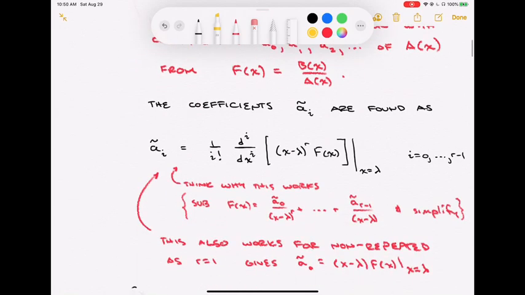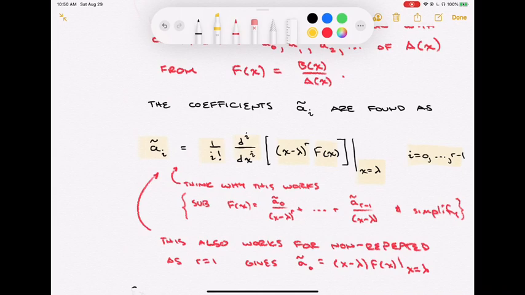The coefficients A tilde are then found according to a formula that's a little more complicated. It's going to be something like A tilde sub i equals 1 over i factorial, and then we take the ith derivative with respect to the variable x of the quantity, that repeated root x minus lambda to the r times our original function f of x, do all that math, and then evaluate at x equaling lambda. We're going to do that for the subscripts i equaling 0 to r minus 1. That's a total of r terms because the root is repeated r times.